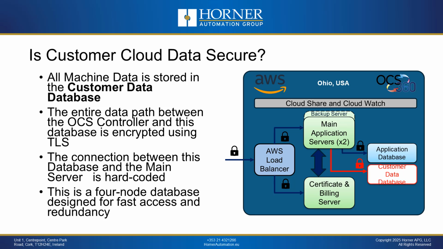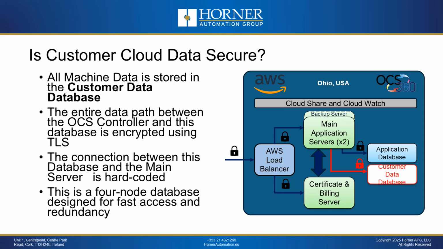So first of all, as we discussed earlier, all data that is pushed from the OCS controllers to the OCS360 cloud is stored in the customer data database, and that entire path of the OCS into the load balancer, into the main application, and then into the customer data database is all fully encrypted using the latest versions of TLS. Also, the connection is wired between the main application servers and the customer database, so that is another way that it is secured.